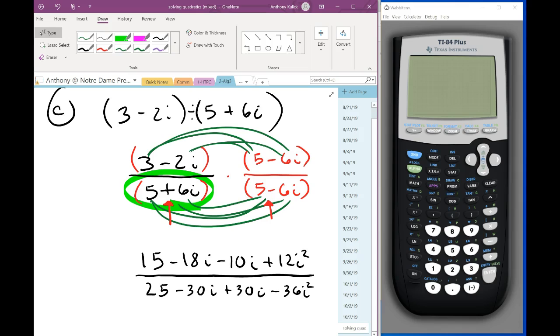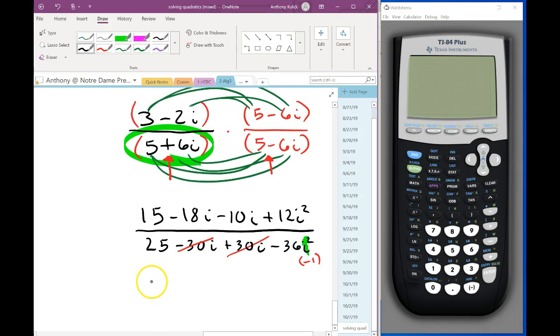Take a look at the denominator there. Do you see something nice happening? Yeah, I have a minus 30i and a plus 30i, so those are going to cancel out. And I know that i squared is the same as negative 1.